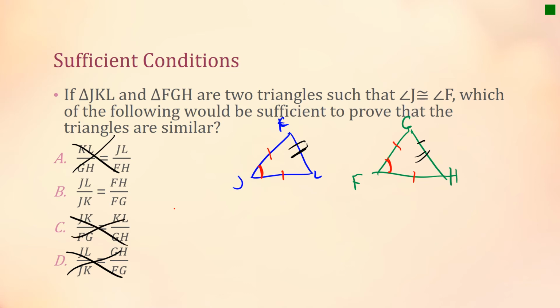These are not sides. Process of elimination, I'm down to JL, which is a side that would have as an included angle J, as well as JK, and FH right here, and FG, and Shazam. That would be sufficient. If JK and JL are proportional to FG and FH, or I guess is it written as JL and FH and JK and FG proportional, then we could prove similarity using the side similarity theorem. Shazam.